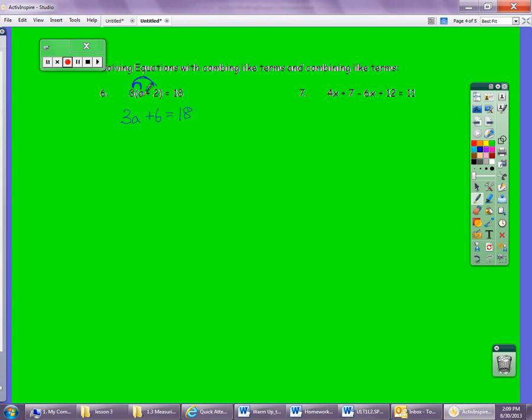And now we can simply solve it like a two-step equation. So we know we subtract 6 from both sides, bring down our 3a, so 3a equals 12, and then we divide by 3. So a is equal to 4. And we can check this by plugging it back in, so we can do 3 times 4 plus 2 equals 18.